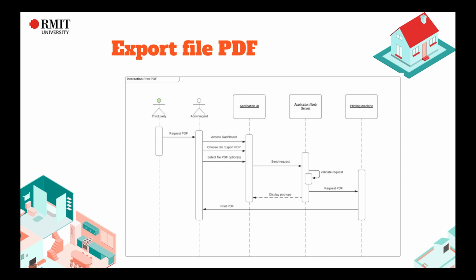The application interface then sends requests to the server for validation. After validating, the server displays a notification back to the interface and sends a signal to the printing machine to print a file for the agent.